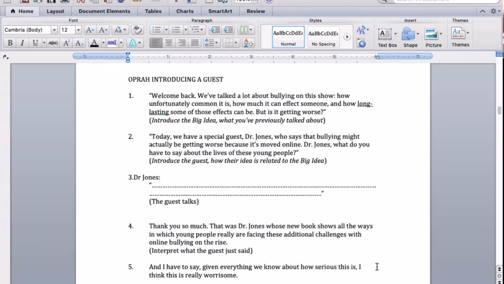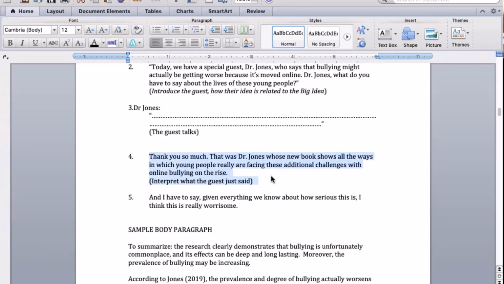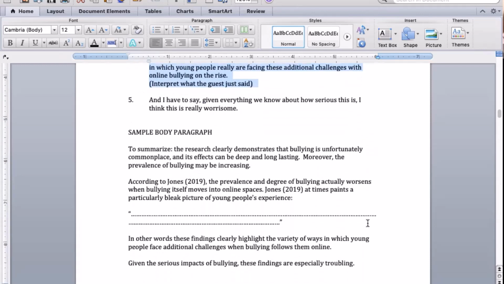The other thing that Oprah does is she outros the guest. Again, if you picture it, if Oprah didn't do this, if the guest was just talking on Oprah's show, and then when the guest stops talking it cuts to black or cuts to commercial, it would feel really bad. So instead, Oprah outros the guest with something like, thank you so much, that was Dr. Jones, whose new book shows all the ways in which young people really are facing these additional challenges with online bullying on the rise. Again, very little changed, here's the outro in a paper.